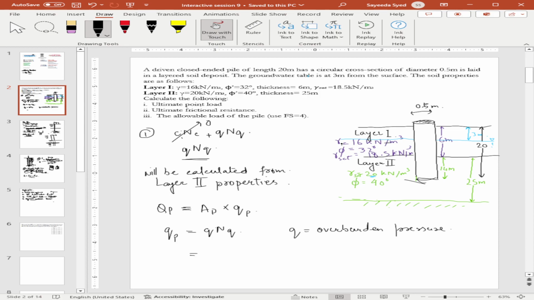This will be equal to 16, 18.5, or not 18.5, minus, let's take gamma w as 10.